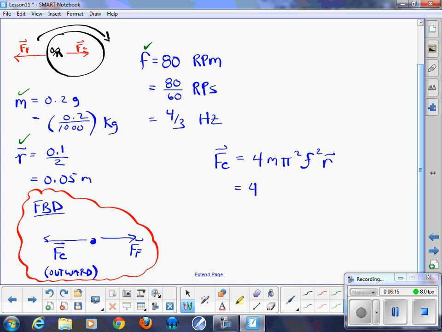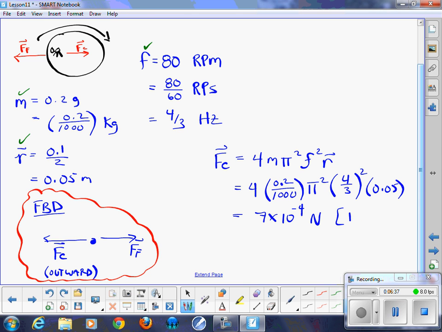And now it's just straight substitution. You've done all the hard work. So 0.2 divided by 1,000, pi squared, 4/3 squared, and the radius is 0.05. So now it's just a plug and chug situation where you put it into the calculator, and you come out with approximately 7 times 10 to the negative 4 newtons. It's a friction, and we're going to say in, just because I went with my free body diagram.